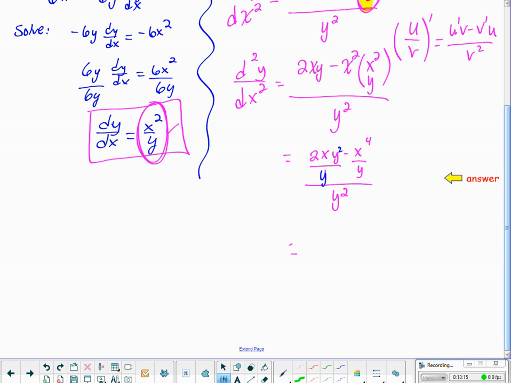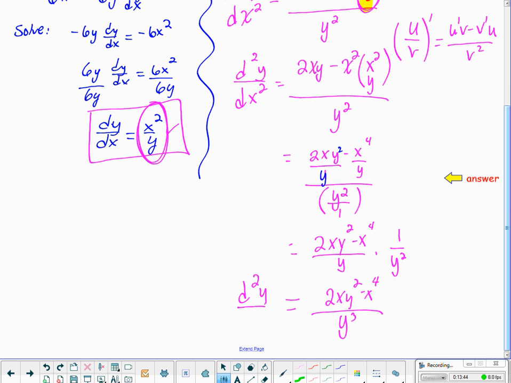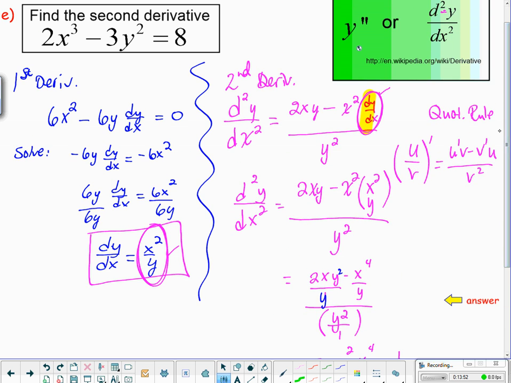Now we've got 2xy squared minus x to the fourth over their common y. This is like y squared over 1. So multiply by its reciprocal, 1 over y squared. And we get our final answer of 2xy squared minus x to the fourth over y times y squared makes y cubed. This is our second derivative. So higher order derivatives can be a little bit of work. They typically will involve replacement.